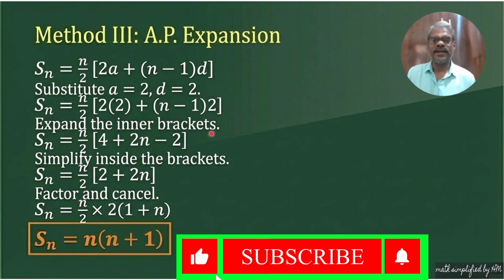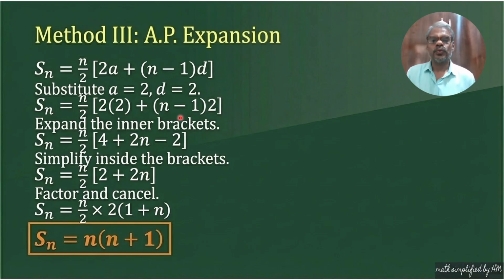Expand the inner brackets. We get Sn = n/2 [2 × 2 + 2 × n, that is 2n, and -1 × 2, that is -2]. Simplifying inside the brackets, we get Sn = n/2 [2 + 2n]. Factor out 2 and cancel the numerator and denominator. We get Sn = n/2 × 2(1 + n). So the numerator and denominator 2 get cancelled out, and we get Sn = n(n + 1).